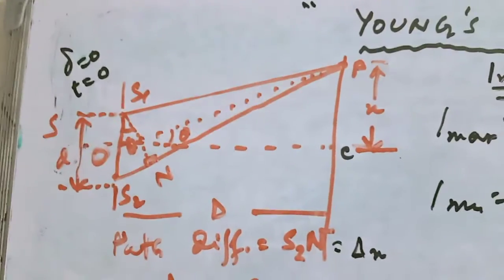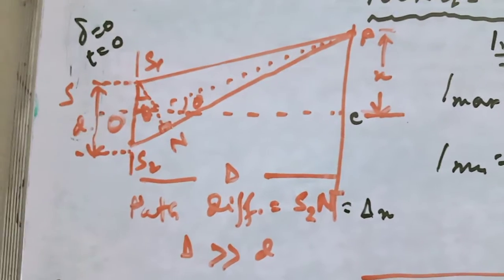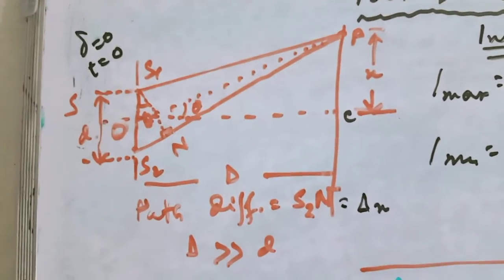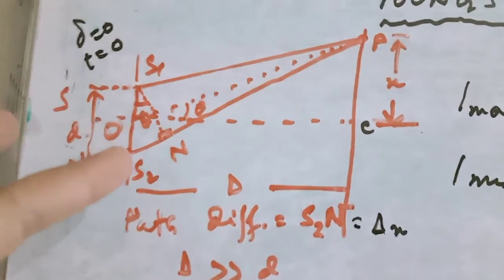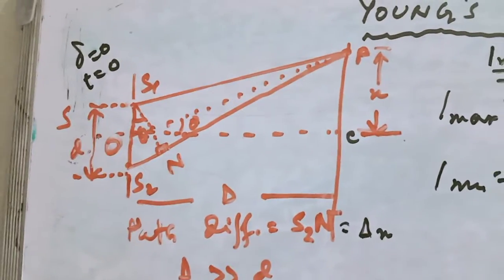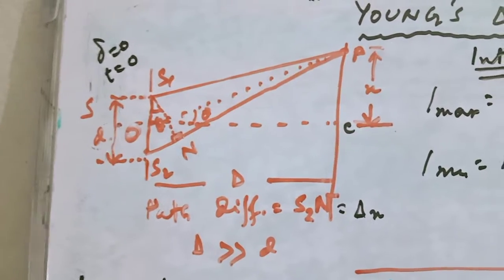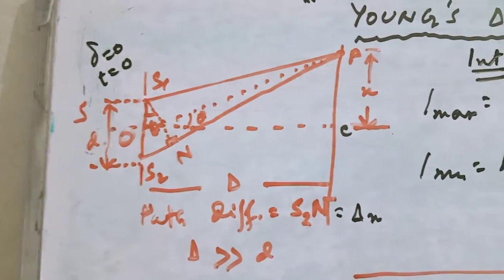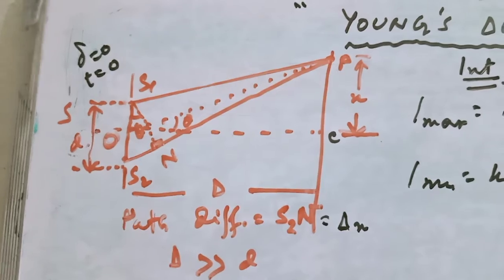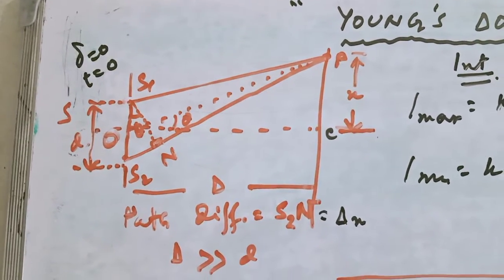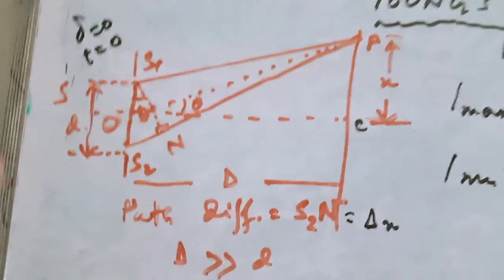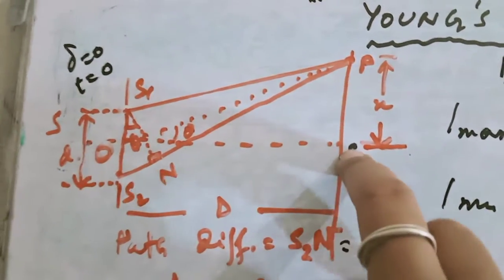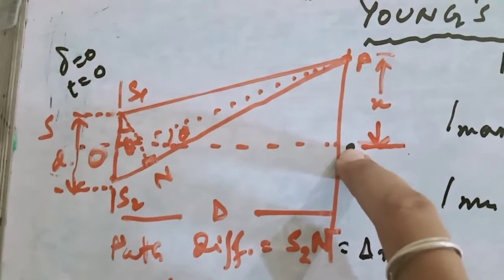Now we are drawing a diagram here. When delta is equal to 0, that means phase difference is 0 and time is 0. Why is the phase difference 0 when the origin is these two? Because we are using a monochromatic source of light. A single source of light is used and is allowed to pass to slits S1 and S2. Now see, this is the central region where maximum intensity of light will be formed.